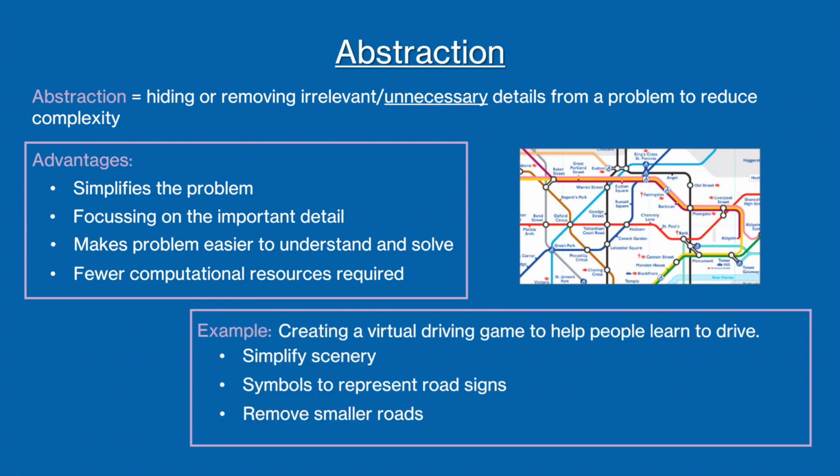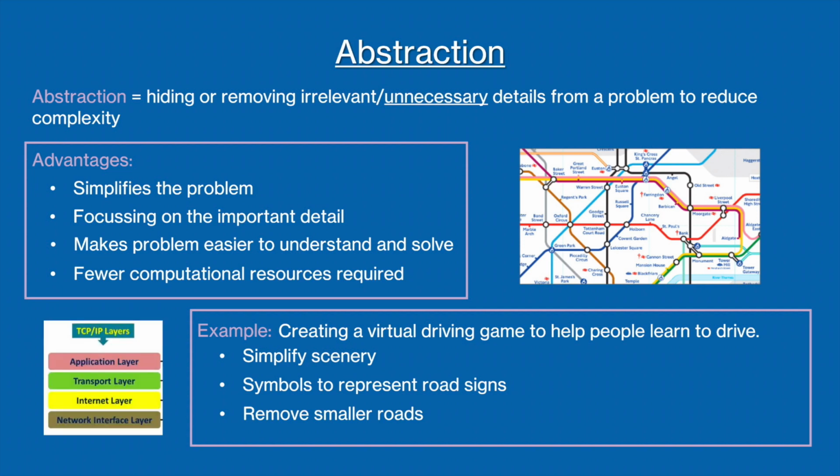Similarly, if we were creating a virtual driving game to help people learn to drive, to tackle this problem, we could simplify the scenery, use symbols to represent the road signs, and remove some of the smaller roads. By doing this, the user will focus on the important aspects of the game and not be distracted by other unnecessary details, and the programmer will have less to program. However, too much abstraction could detract from the appeal of the game, or it might make the game too simplistic and not realistic enough. The TCP/IP model is another example of where abstraction has been used.